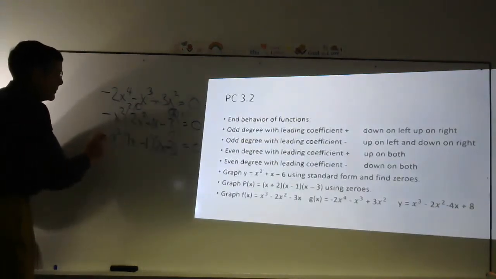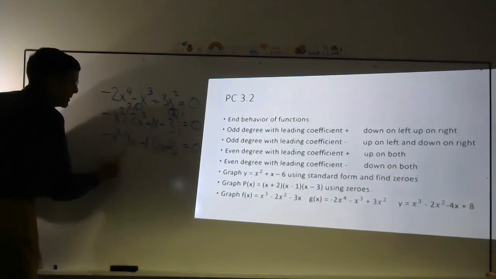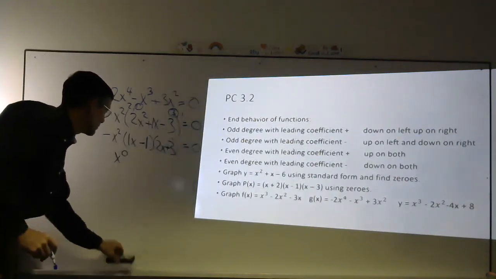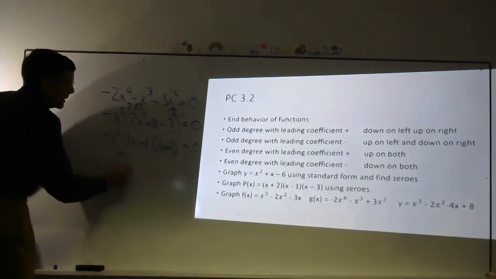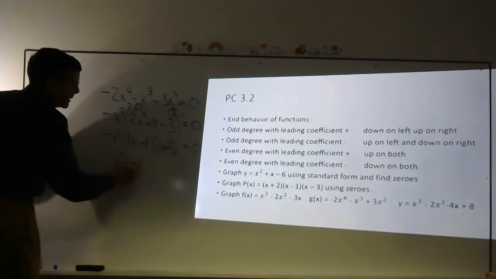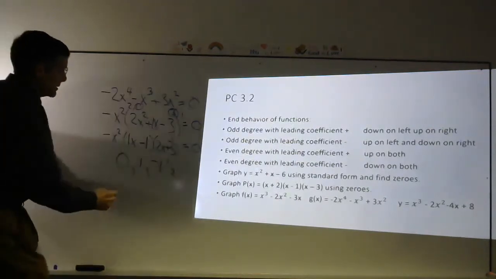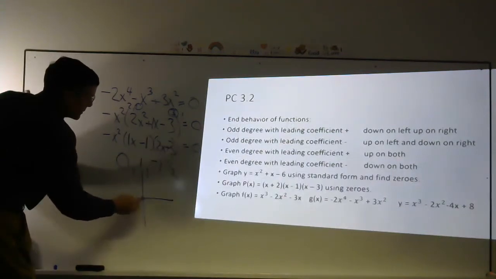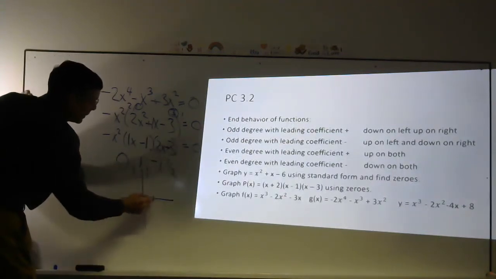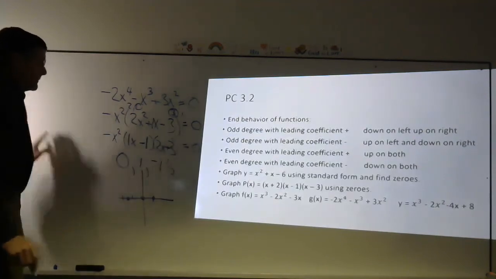Okay? Now, when you set all 3 of these equal to 0, if x squared equals 0, I get 0. If this equals 0, I get 1. If this equals 0, I think it's negative 1.5. Okay? Sketch it. It hits at 0. It hits at 1. It hits at negative 1.5.